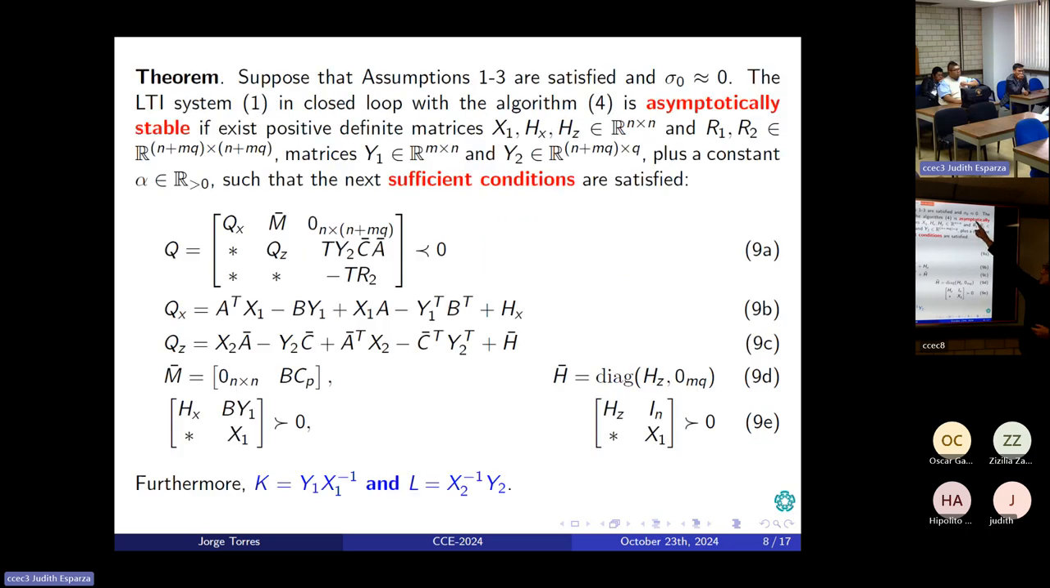Furthermore, we assume that sigma 0, related to the Q times the continuous differential behavior of the external disturbances, is equal to 0. So the proposed linear time invariant system in closed loop with the proposed algorithm is asymptotically stable if the following linear matrix inequalities, which are sufficient conditions, are satisfied. And furthermore, the structure of the algorithm gain for the controller and observer has the following structure.